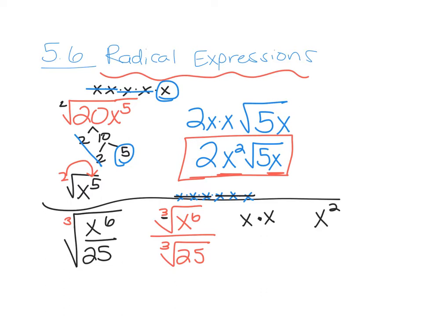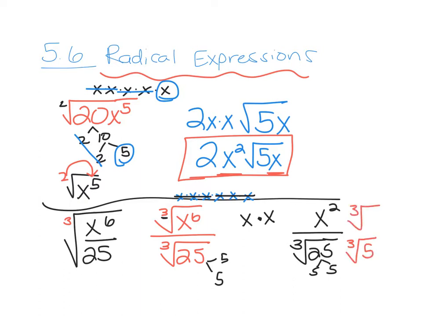And then the denominator, so 25 breaks down to 5 and 5. And there's not 3 of that one number. But I can't leave the radical in the denominator. So I have to multiply both the top and the bottom here. So if I rewrite this, I have to multiply both the top and the bottom by whatever is going to get me to a perfect cube root. So I need one more 5, which means I'm going to multiply both the top and the bottom times the cube root of 5.